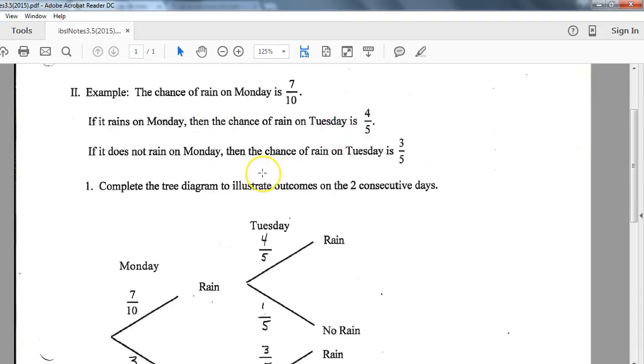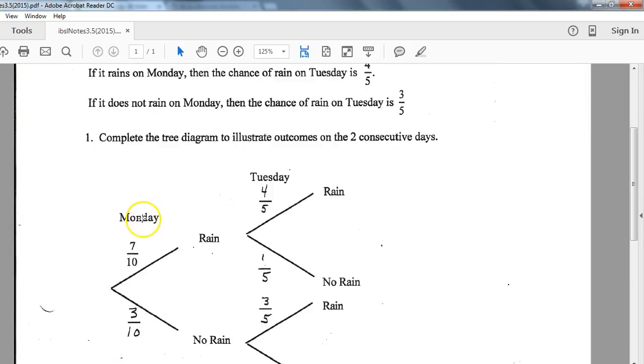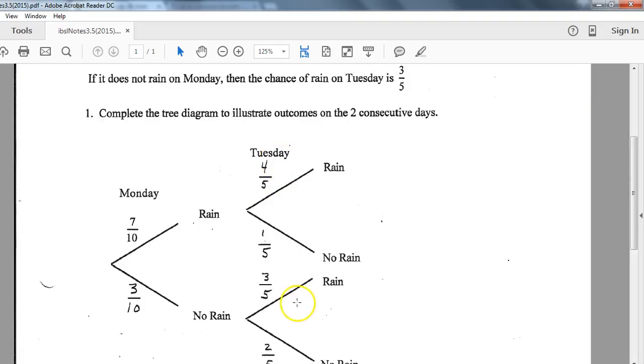So look at this one example that you're seeing right here. We're talking about two events. Monday is our first event, and Tuesday is our second event, so that's why the tree is set up this way. So here are the two options for Monday. It's either raining or not raining. Here are the options for the second event on Tuesday, either raining or not raining.